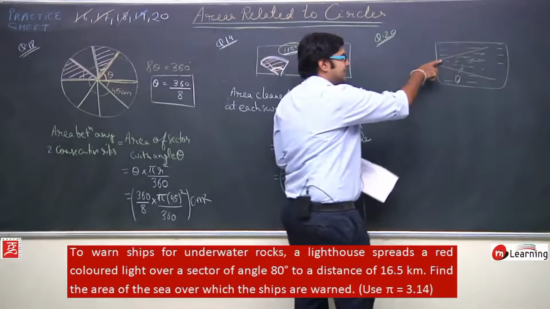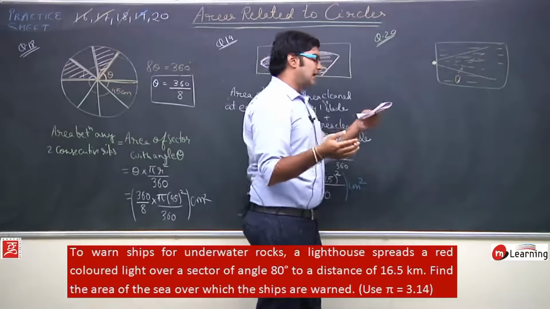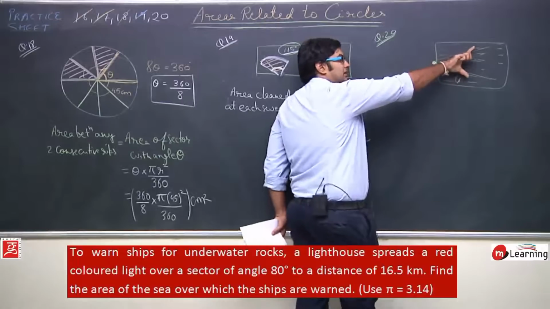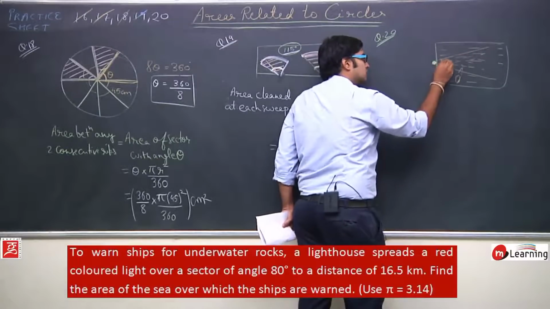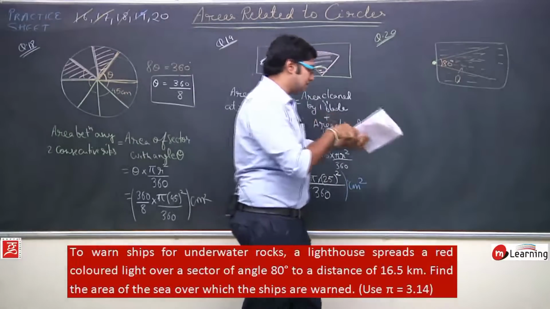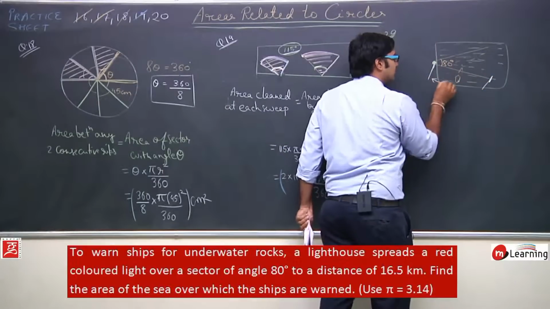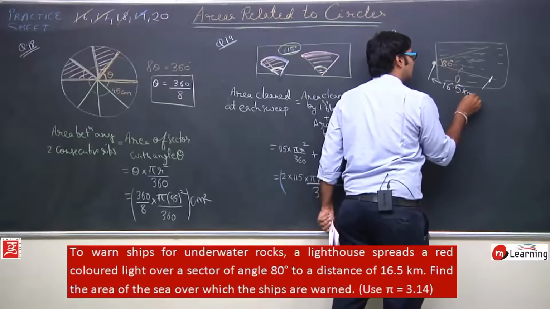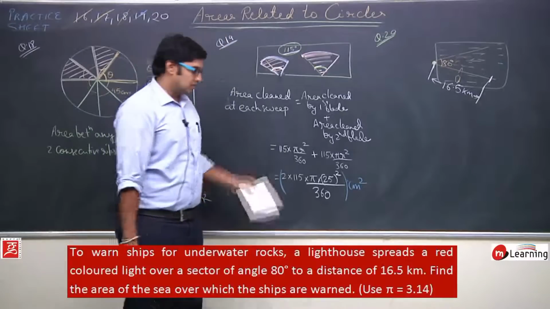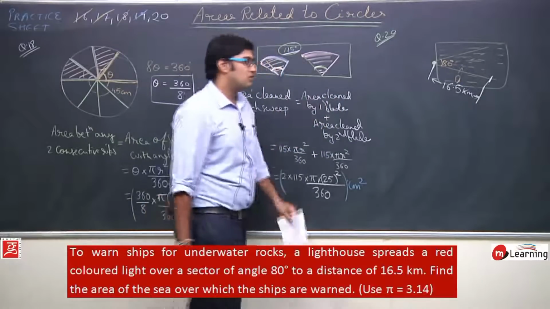Okay. So, it says that to warn ships for underwater rocks, the lighthouse spreads a red colored light over a sector of 80 degrees. So, the angle between these two light beams will be equal to 80 degrees. It spreads the light in a sector of 80 degrees, and the distance up to which this lighthouse can spread the light is 16.5 kilometers. So, we need to find the area of the sea water over which ships are warned.